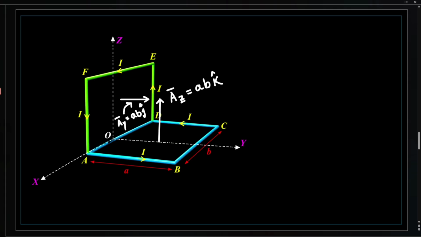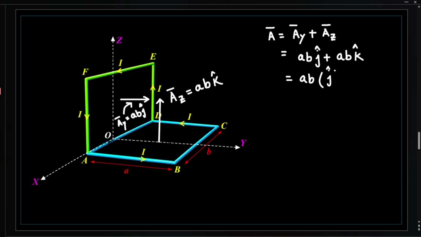Then what is the net area vector of this whole loop? That is the vector summation of these two area vectors. So we can represent the net area vector of this loop as A vector equal to AY plus AZ. AY is equal to AB J cap and AZ is equal to AB K cap. Take AB common, so this becomes AB times J cap plus K cap.